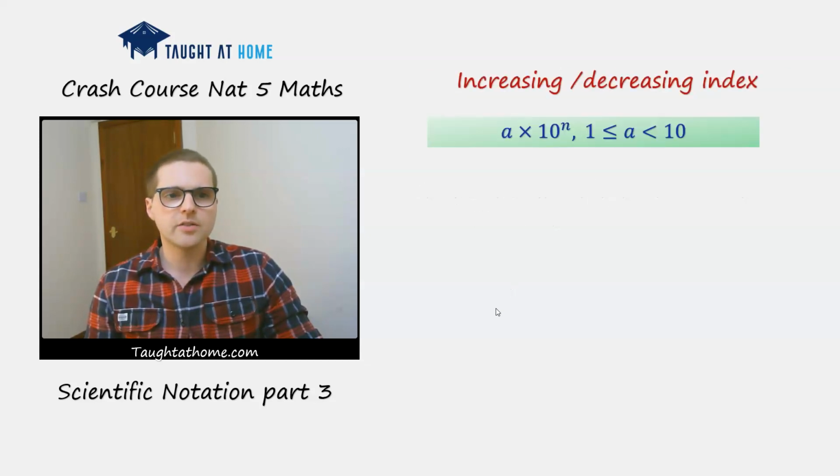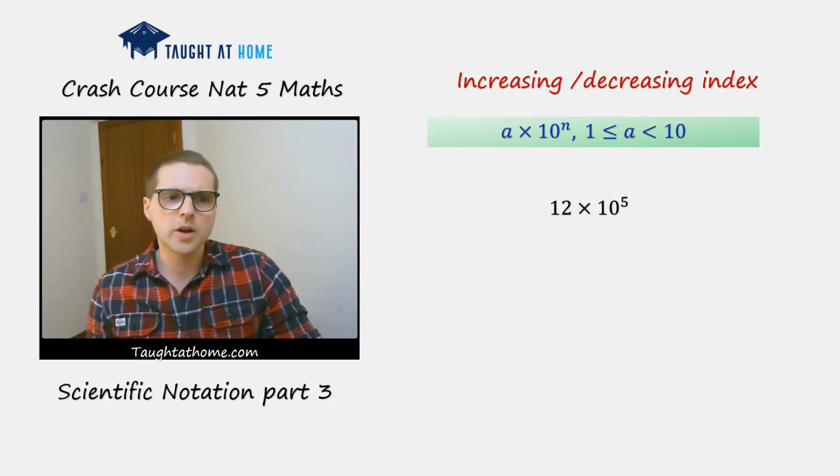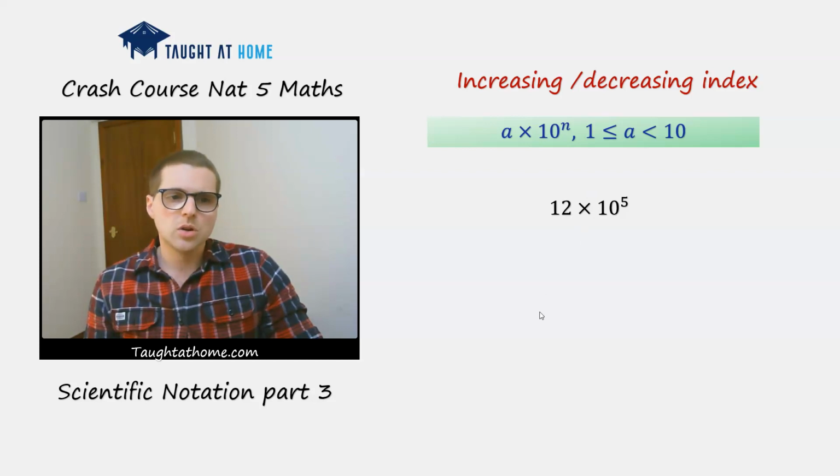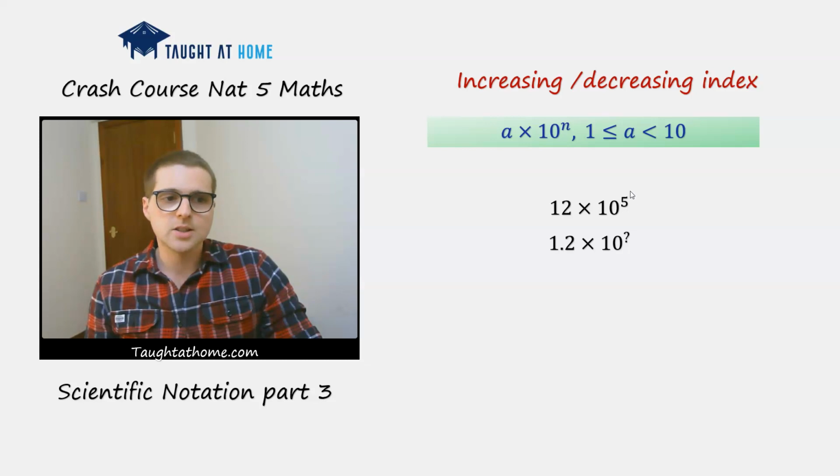Say we have a number 12 times 10 to the 5. According to the general rule of scientific notation, we have to have the decimal point between the 1 and 2. So the A part cannot be 10 or higher. So we're going to move the decimal point between the 1 and 2, but we're going to have to sort out the index here. It's no longer times 10 to the power of 5, but what is it?